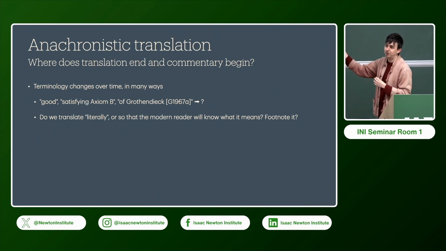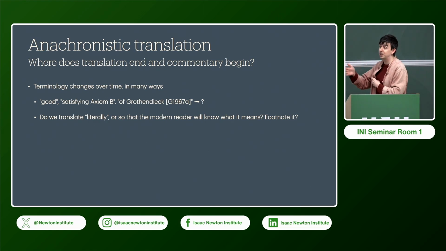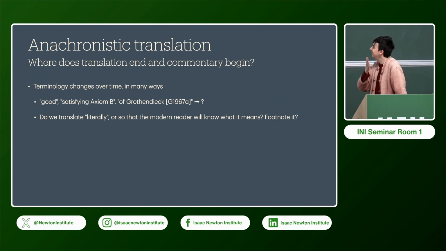So how do we deal with these? Do we translate them literally as a historical text, or do we translate them so that modern readers will actually know what it means? And one answer might just be to put footnotes in explaining everything. If you try to read a text with a lot of footnotes, that breaks it up. I claim that it's not just an easy yes or no answer, right? As you know, there's nuance in these things.